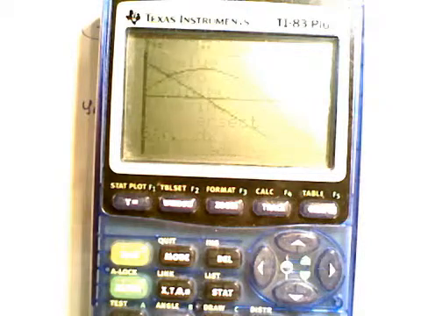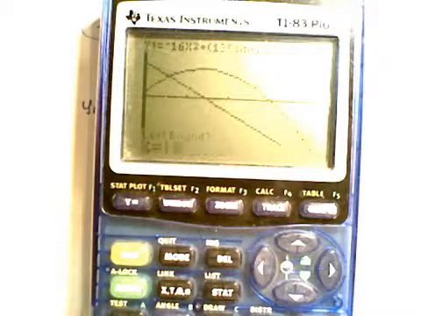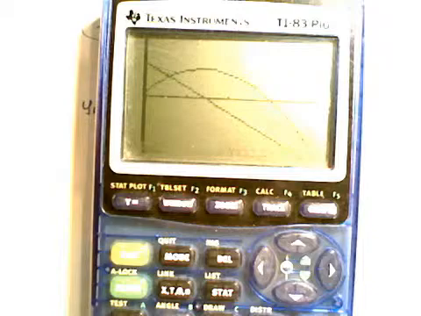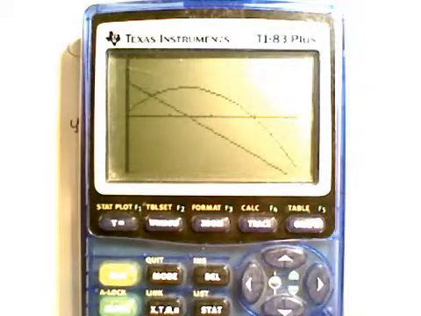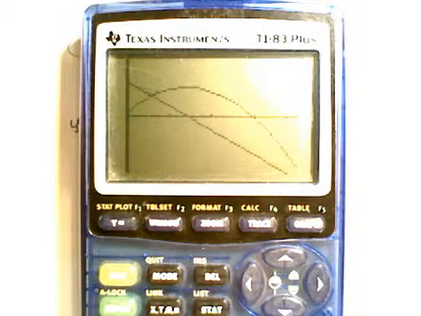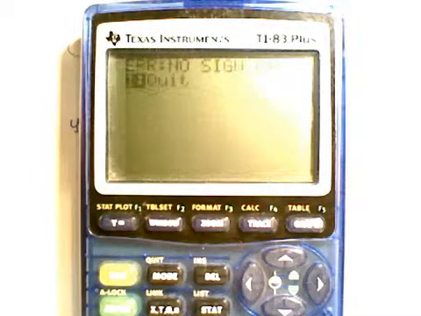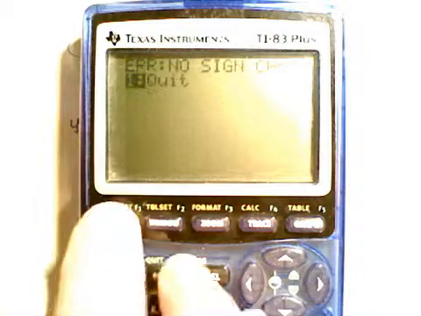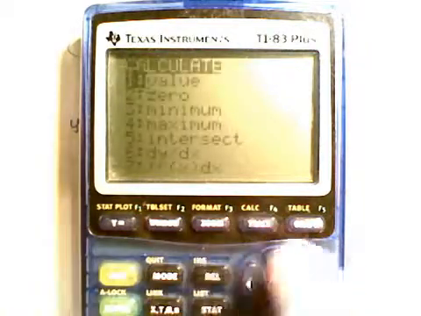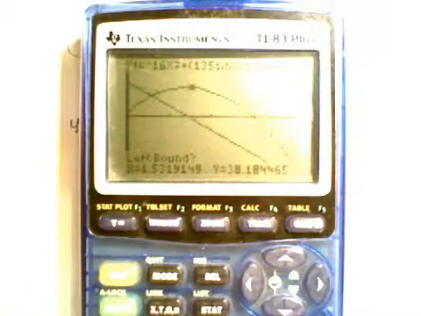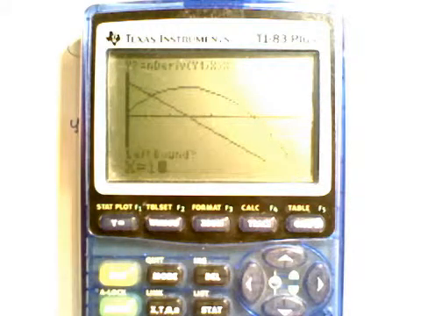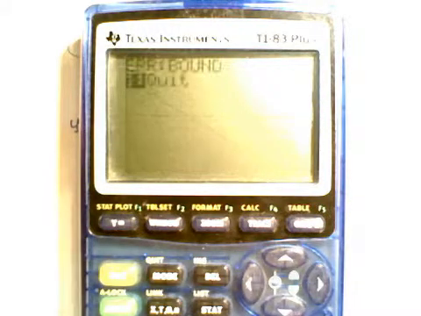Second, calculate 0. Left bound 1, right bound 2, and guess 1.5. You can also do it that way, and I'm going to get my 1.44. I wanted to just show you where to find that value. Oh gosh, are you serious? What happened? Oh, I did the wrong one. Calculate 0. I have to toggle first. And now I go 1, 2, and 1.5.